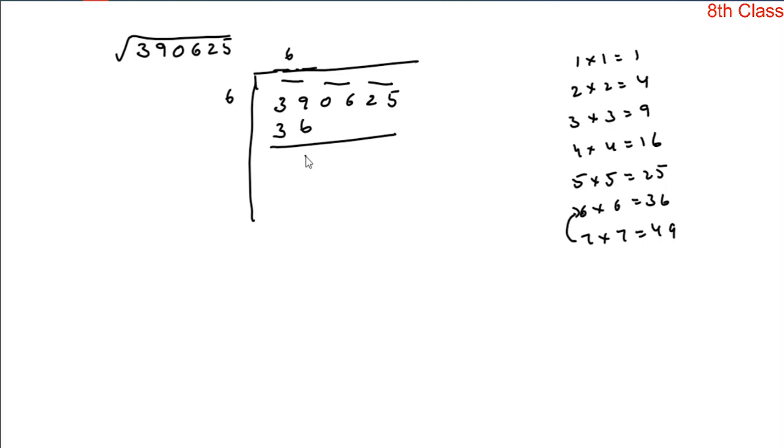39 minus 36 is equal to 3. Now bring down the next period. Here what is the next period? 0 6. This is the next period. Bring down 06. Now the new dividend is 306.